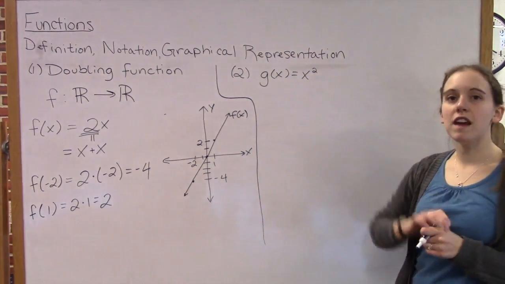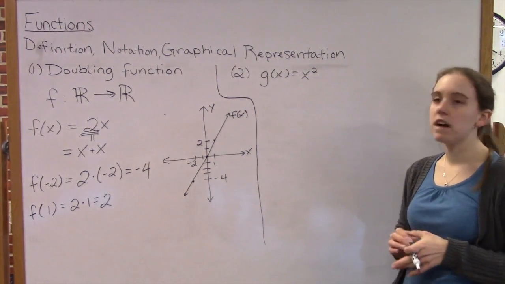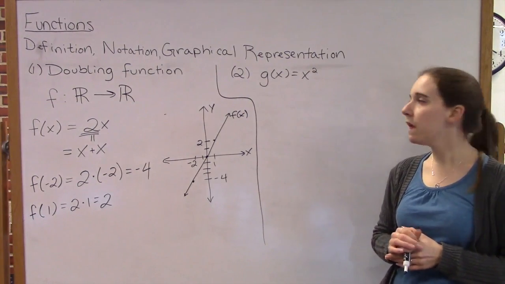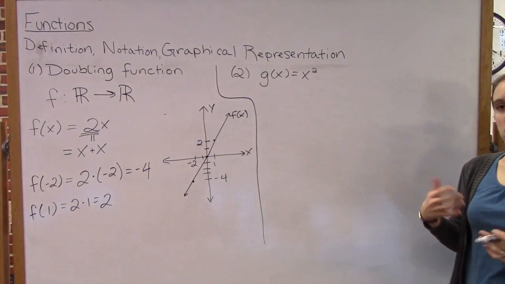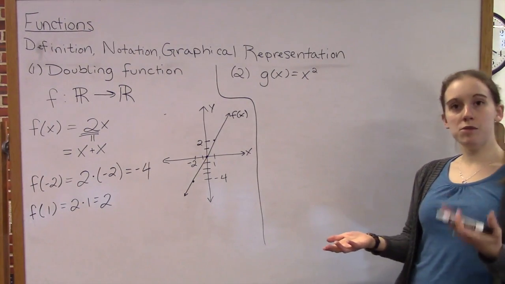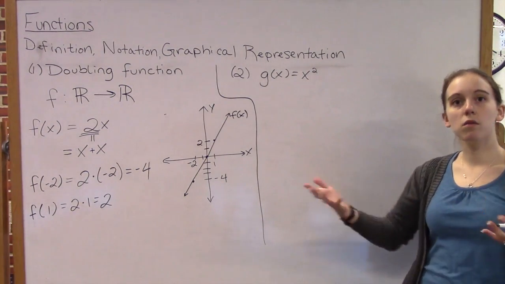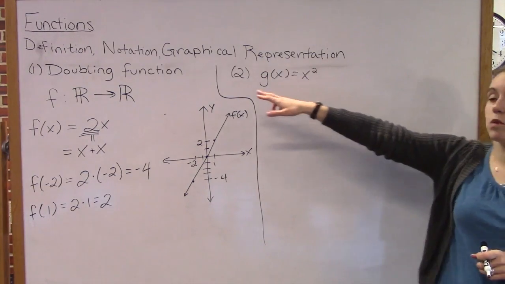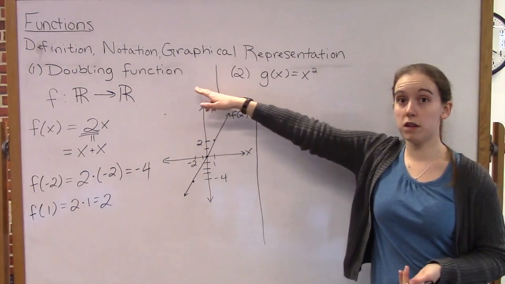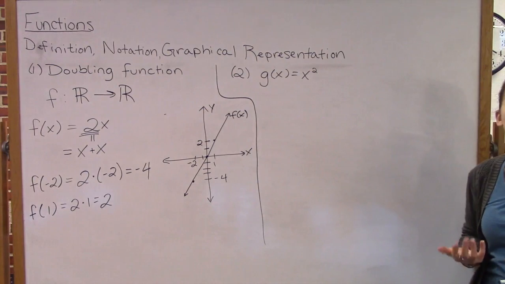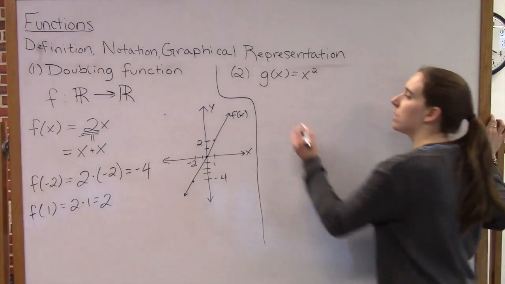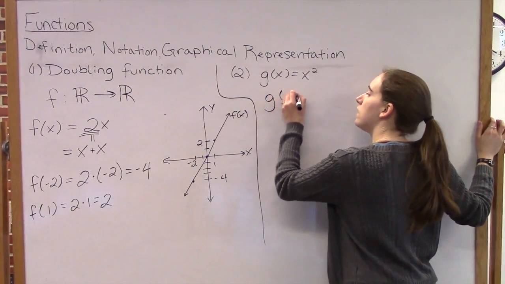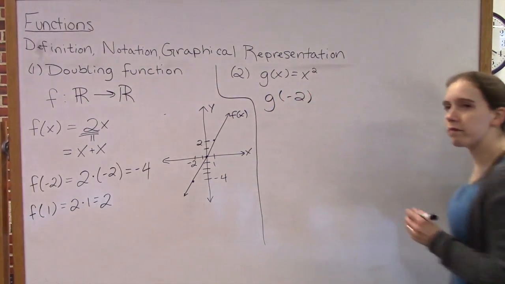Okay, let's move to a second example. Let's think about g of x is equal to x squared. This one is already in argument notation for us, right? I've given you a name, g, and our input is x, and we're going to square it. If I wanted to write this in words like before, where I wrote doubling function, we would call this the square function.